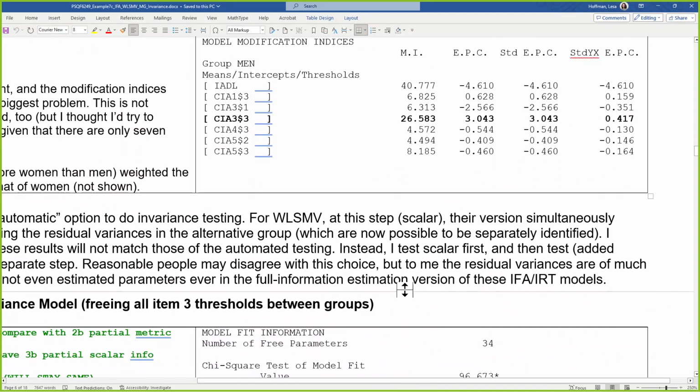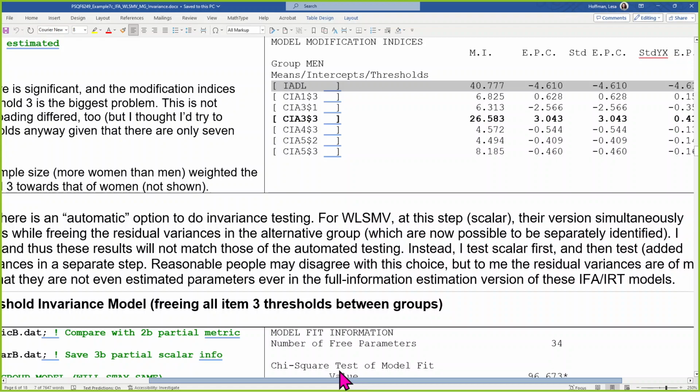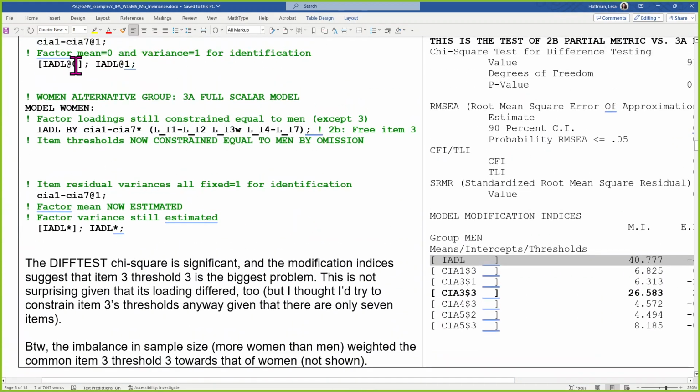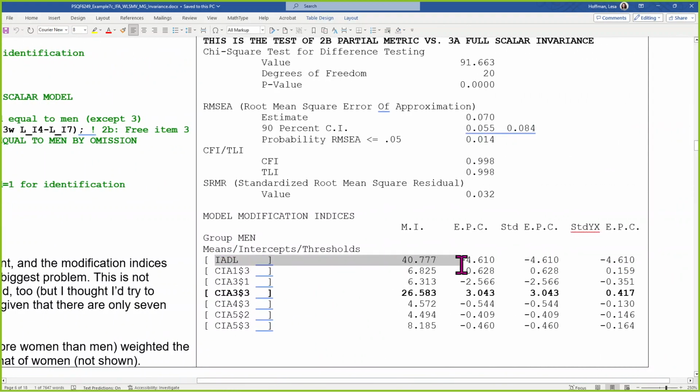So here's M+ trying to be helpful. I only have the output for the men group, but the same things were queued as in the women. It wants me to estimate the factor mean in men. And it says my chi-square would improve by 40 if I did that. Can I actually do that as a choice? In men, the factor mean is fixed to 0 right now as the reference group. M+ thinks I should free it instead.